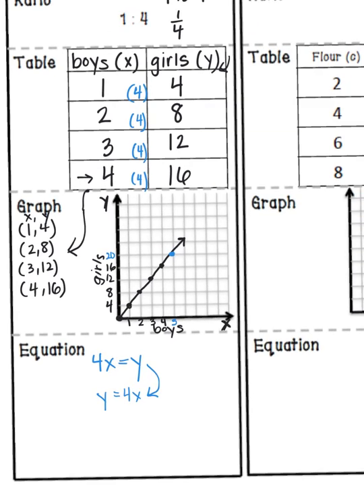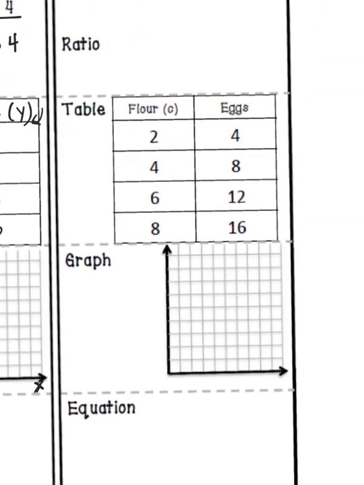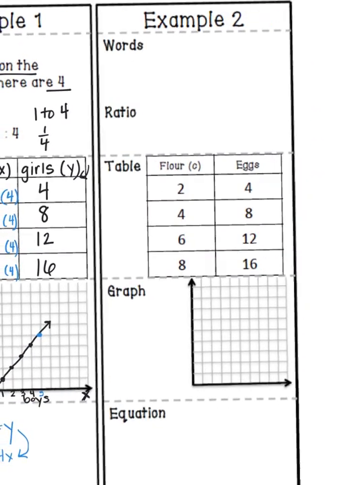So if it's a lot, this bottom part is new. You haven't seen this part before, so don't worry. We're going to do another one. Okay, so if you notice on example 2, we don't have words. We don't have a ratio. The only thing that we have is a table. So we need to start with the table.